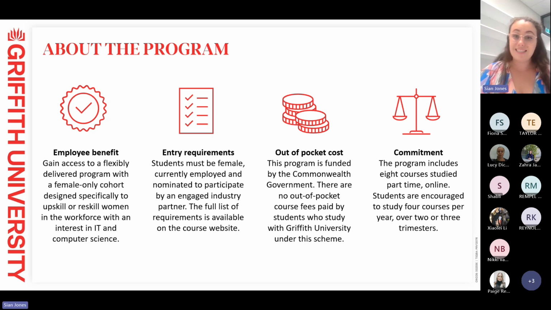To gain entry into this program, you do need to identify as female, and you need to be currently employed and nominated to participate by your employer. The employer has to be engaged with the university, and there's a separate process for the university to undertake with employers. The full list of our employers who are currently engaged in the program are on the website, but if any of you are with an employer who aren't on the website at this stage, it's a very easy process to sign them up. So please do reach out to myself and we can have that conversation between yourself and your employer about how we can get that arrangement in place to enable access to the program.